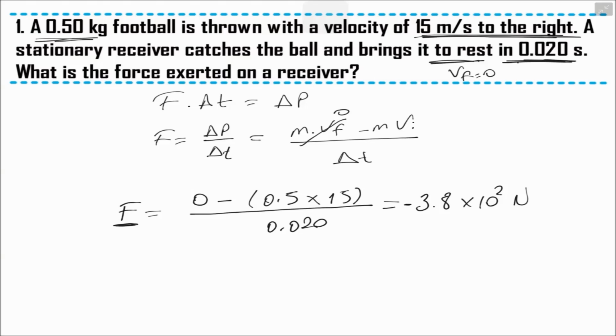F gives us always the reaction force, but here it's asking what is the force exerted on a receiver. So force on a receiver will be positive 3.8 times 10 to the 2 Newton because it's always opposite to each other.